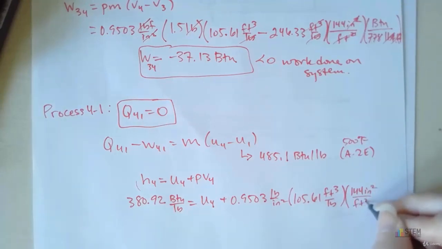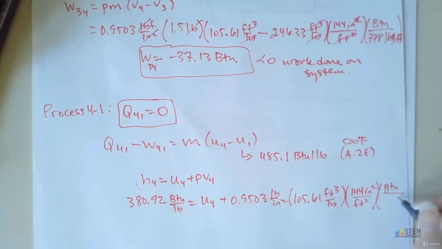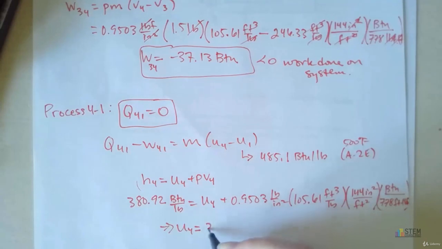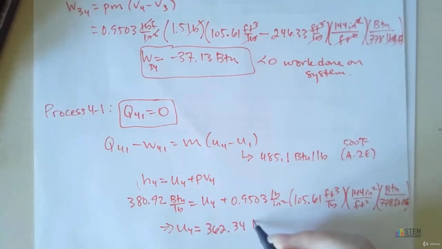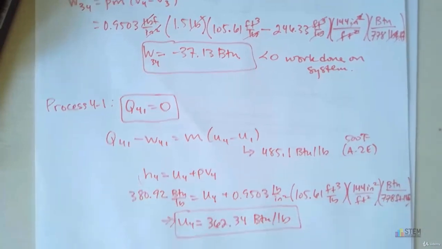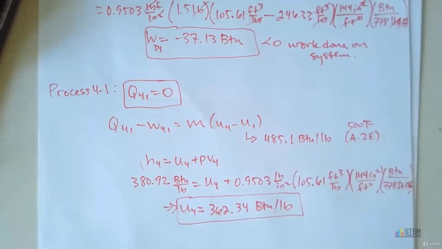Get rid of these square inches. So we're getting rid of square inches here. And then we need to convert over to BTU. So divide by 778 foot-pound force. Okay, so if you do all of this, your only unknown here is U4. Solve for that. And we get 362.34. That's BTU per pound. Oh, actually, we don't need to circle that. That's not our answer. I'm getting excited here.